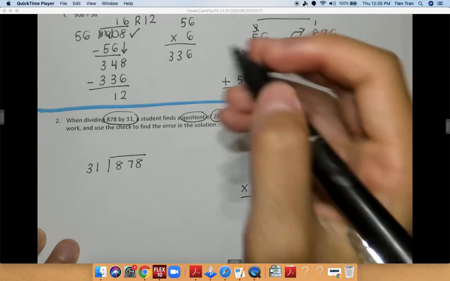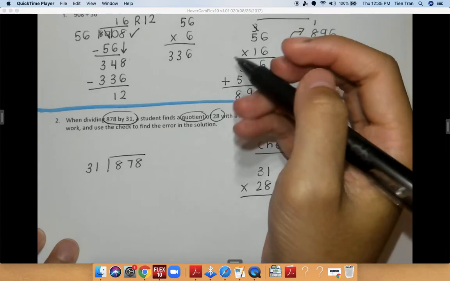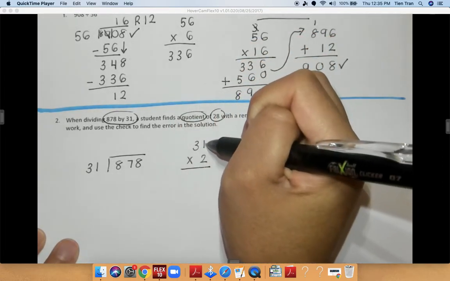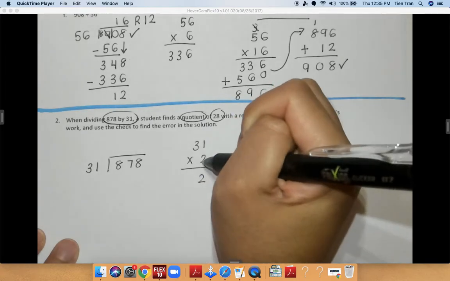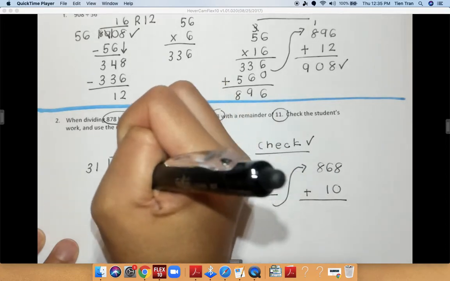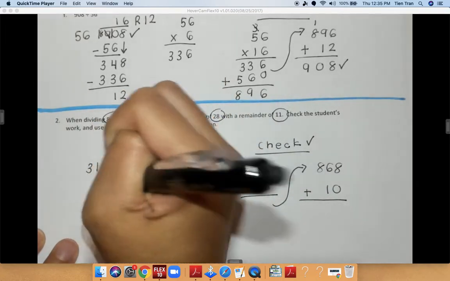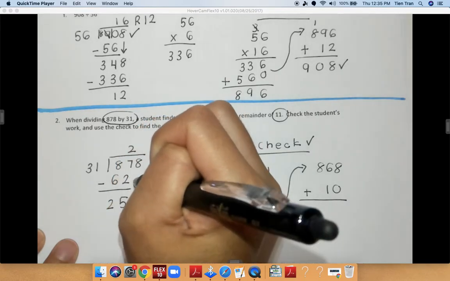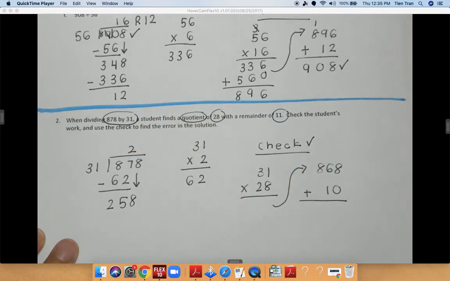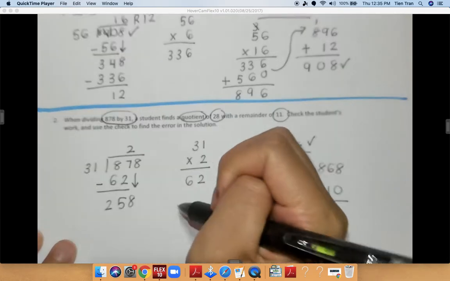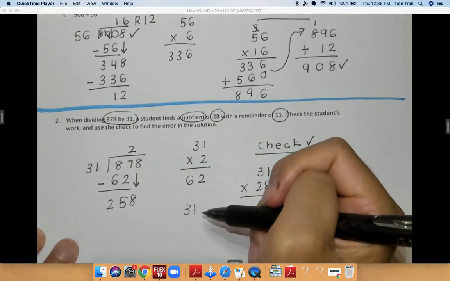I have 31 and I'm going to multiply that times 2. 2 times 1 is equal to 2, and 2 times 3 is equal to 6. So I'm going to write down 2, and I'm writing down 62. 7 minus 2 is equal to 5, and 8 minus 6 is equal to 2. I'm going to bring down my 8. I get 258.